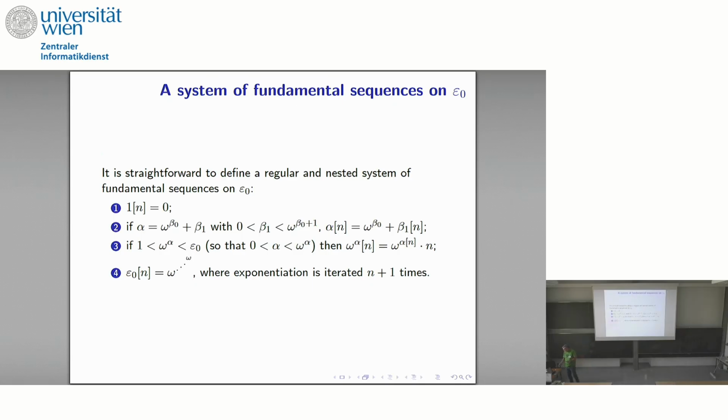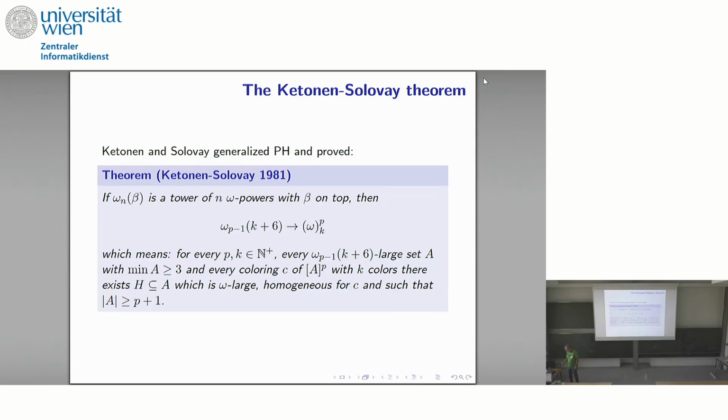And using this system, or just slight variants of it, several people already proved several theorems about extensions of Paris-Harrington. For example, Ketonen and Solovay in 1981. They proved this arrow notation here, where this notation means a tower of n omega powers with beta on top. In this case, beta is k plus 6. So they were looking for omega-large homogeneous sets. This is like a sharpening of Paris-Harrington, computing exactly how large the initial set should be.